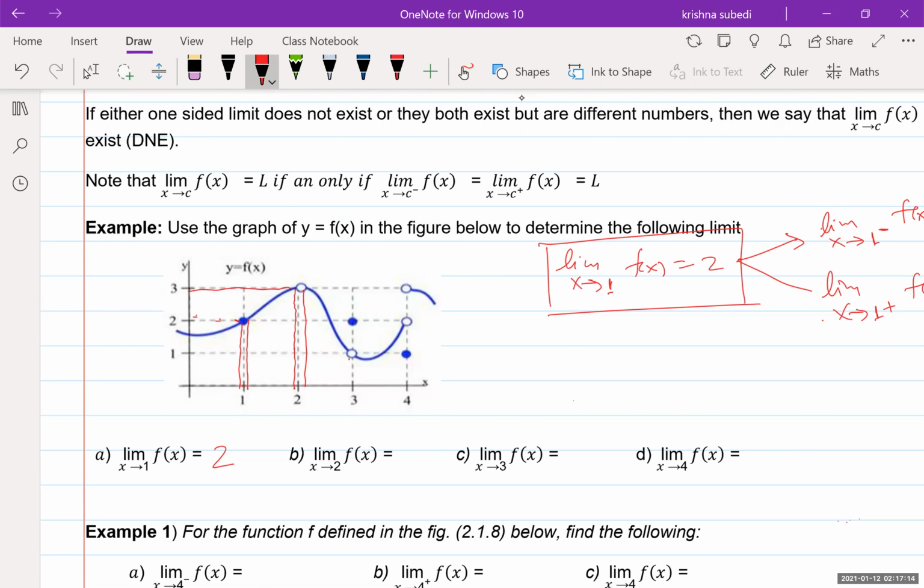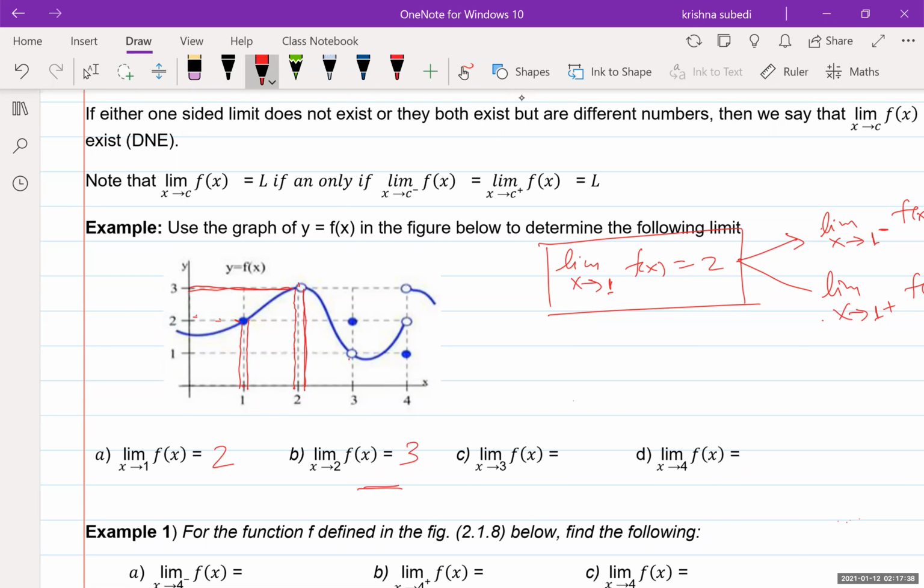You see, when you look at this, x is approximately 2. On the left-hand side, the height is approximately 3. And if you look from the right-hand side, it's still 3, so they are equal. So we write limit equals 3.